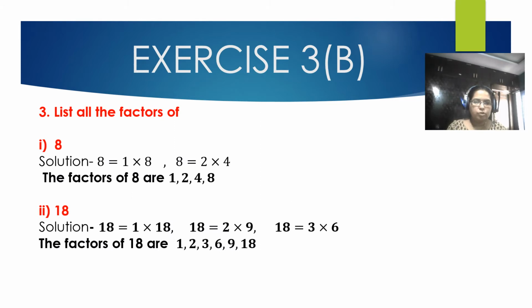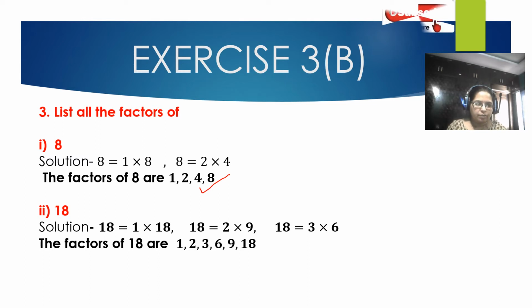Now we solve question number 3 and question number 3 is list all the factors of 8. 8 is 1 multiplied with 8, we get 8. We multiply 2 with 4, we get 8. So factors of 8 are 1, 2, 4 and 8.